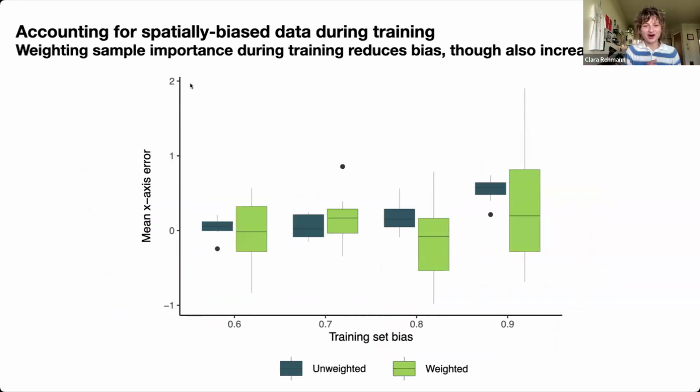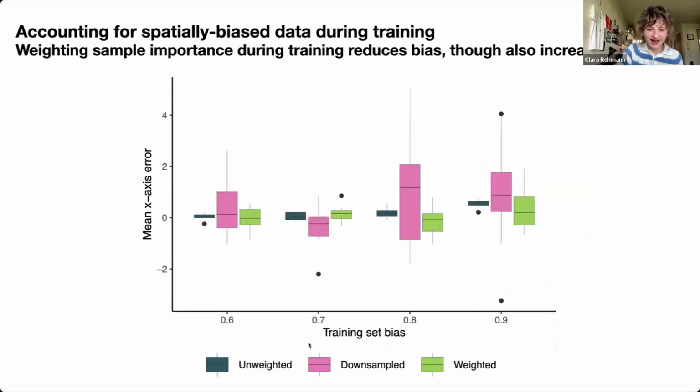During training, these sample weights are multiplied into the loss, basically making the network pay more attention to sparsely sampled regions. And we see that, while it does increase the variance in our predictions, we eliminate, for the most part, the bias. So that was exciting. There's still some bias in extreme cases, but overall, we can reduce that x-axis error. And adding in the downsampling in pink, which is a naive method to deal with spatially biased data, we see that our approach works much better, and it allows us to keep all of the data.